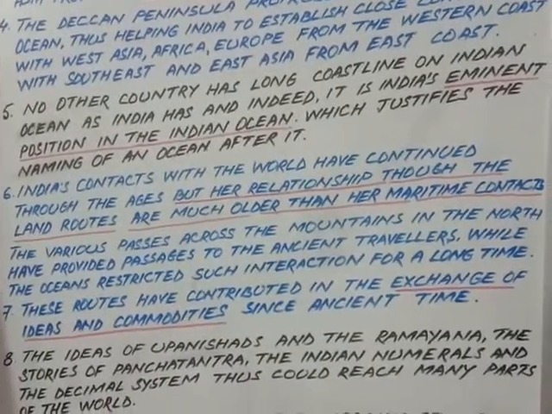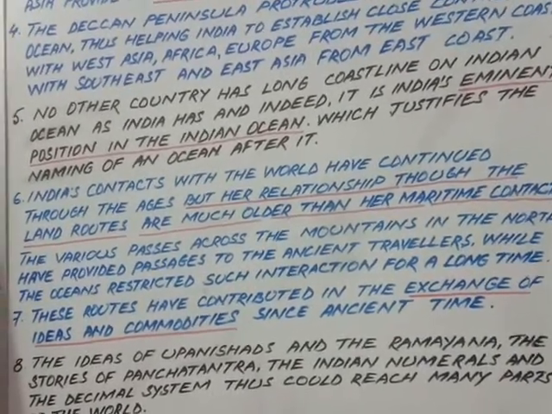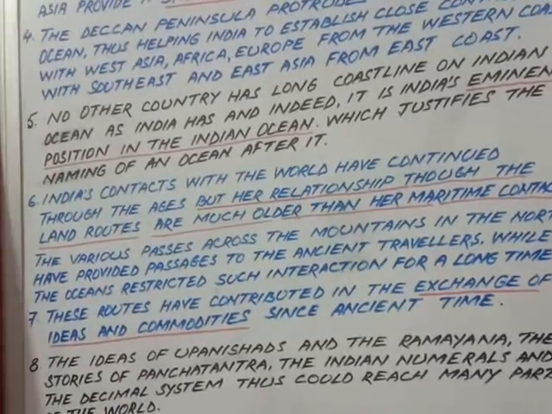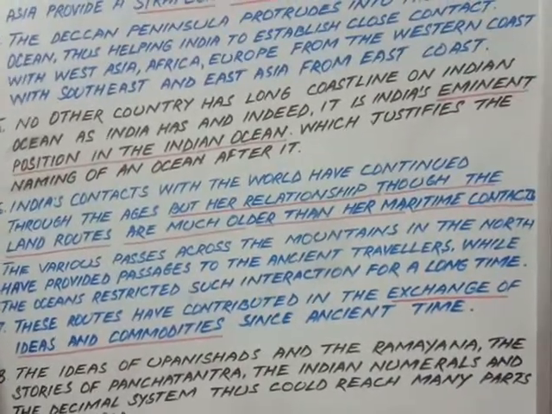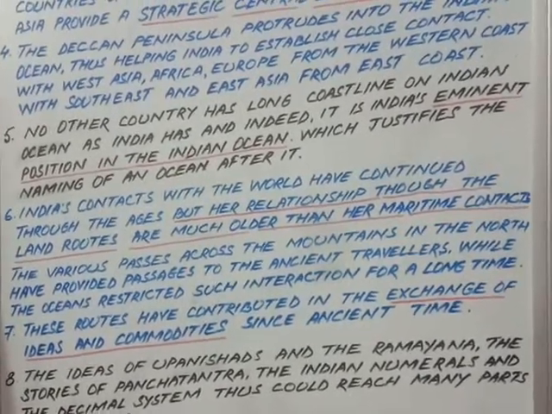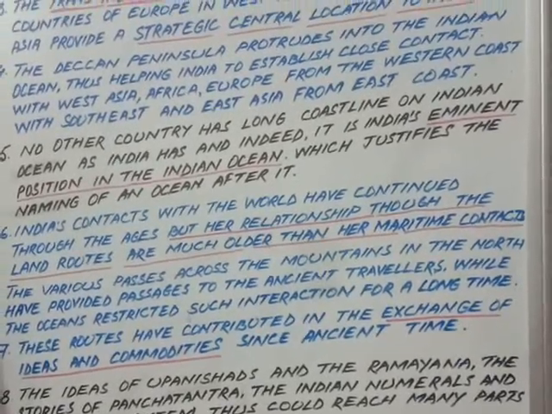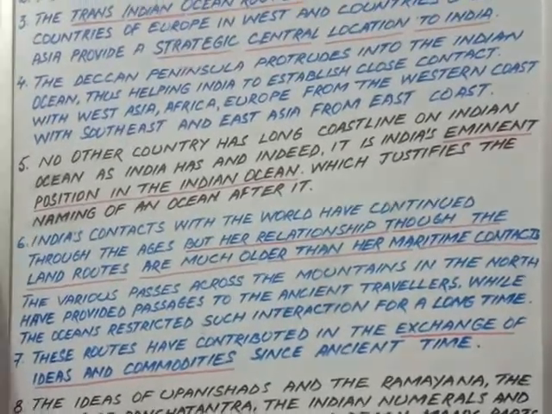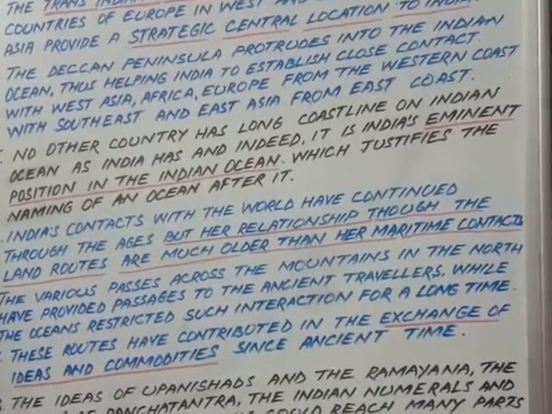The various passes across the mountains of the north have provided passage to ancient travelers, while the oceans restricted the interaction for a long time. Now we have a lot of passes. Passes are roadways between mountains. You have Nathula Pass, Shipkila Pass, Bomdila Pass, Karakoram Pass. These are routes through which you can cross the Himalayas, and these roads have given us a chance to contact the rest of the world towards the north.